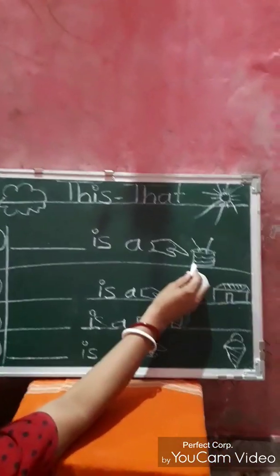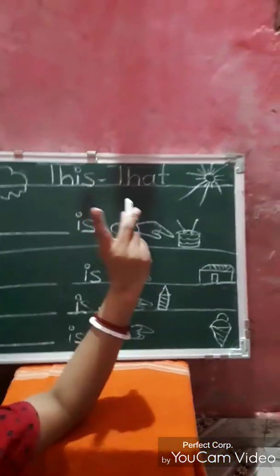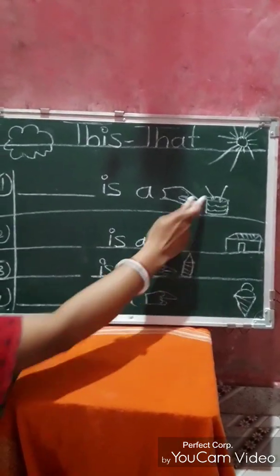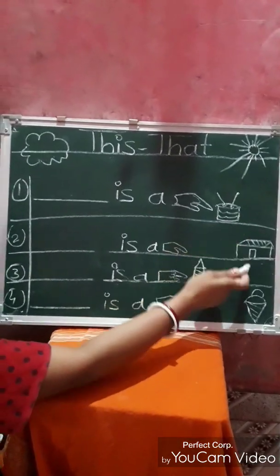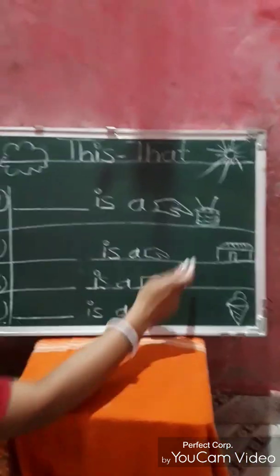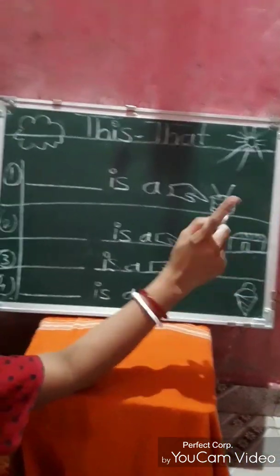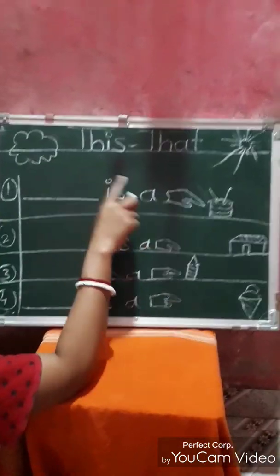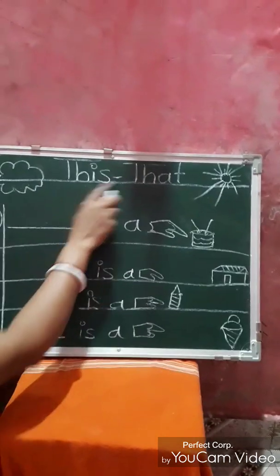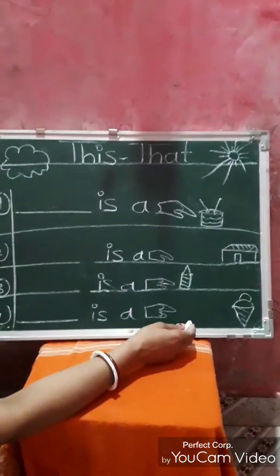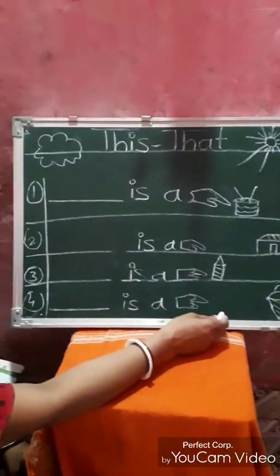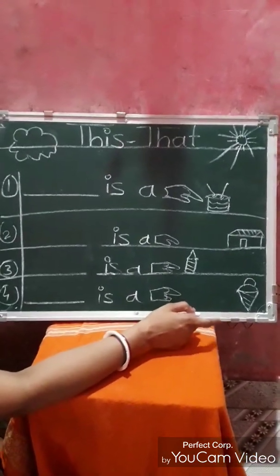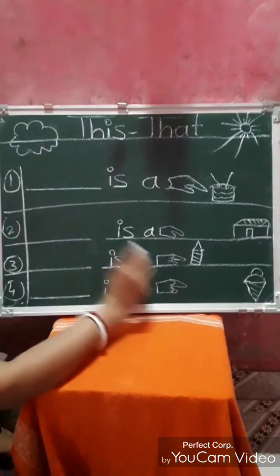The picture of drum is only one, the picture of house is only one, and the pencil is one, ice cream is one. That means these all are in singular number. These all are single. So while using this and that, we always keep in mind that things are in singular number. Okay, so look at the picture.